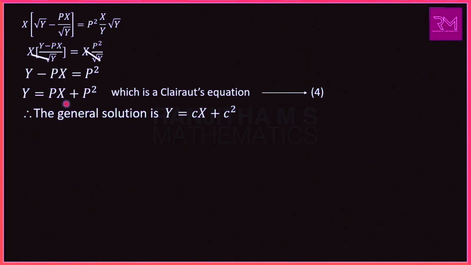Next step, once you obtain the Clairaut's equation, the general solution is given by the formula. We have to replace p by c over here. We get y is equal to cx plus c square. Here we have to replace p by c. We get a general solution.